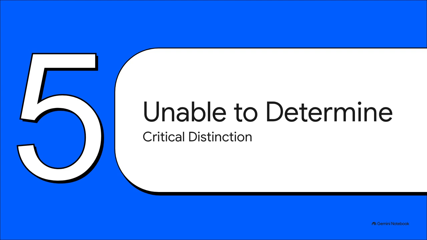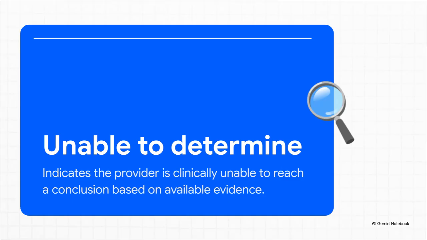Finally, Section 5. The Unable to Determine Distinction. We need to really zoom in on this nuance. The specific phrase, unable to determine, represents true clinical uncertainty. It literally means the provider is saying, hey, I just don't have enough data or evidence right now to give you an accurate answer. It's an absolutely vital option to include so that providers aren't forced to just guess.